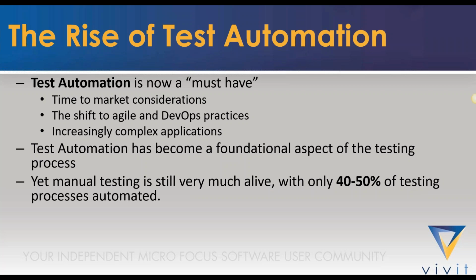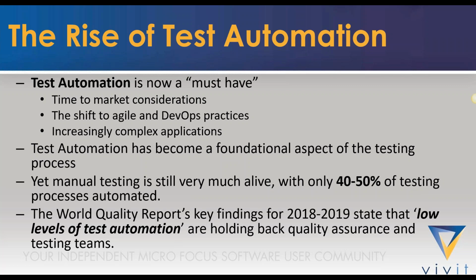Well, test automation is simply hard. Just like integrating tools is hard. And even if tools vendors say it's not easy, I tend not to believe them because it's hard. That's the bottom line. And according to the World Quality Report, a key finding from the 2018-2019 study states that low levels of test automation are still holding back quality assurance and testing teams.